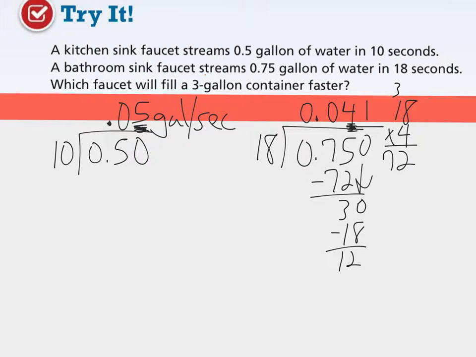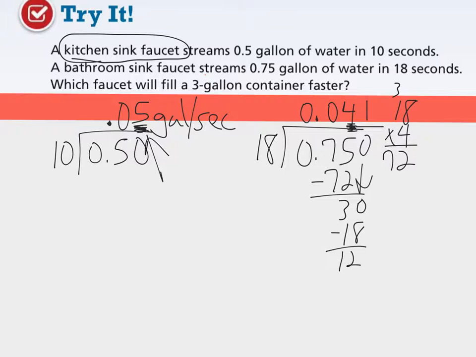Okay, it doesn't really matter at that point because this one over here has got a bigger number in the hundredths place, so it's going faster. So the kitchen sink faucet is going to fill this container faster.